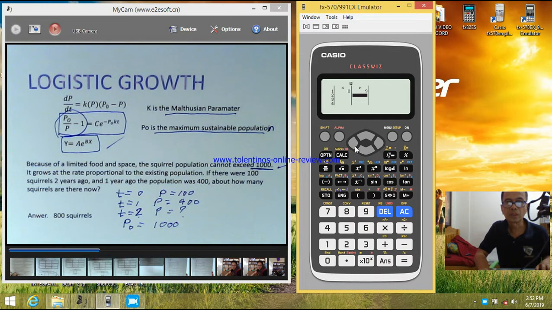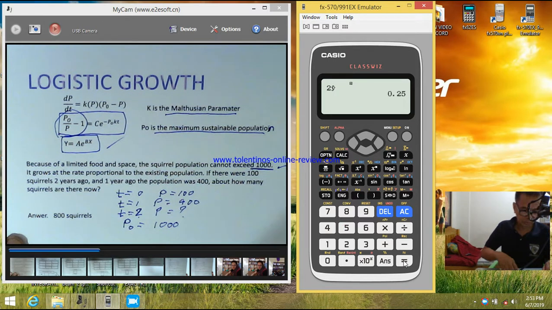And then after 1 year, you compute the same thing: 1,000 divided by 400 minus 1. Now you have a logistic model. Just enter clear, and then for 2 years, enter 2, shift 1, then options, and find regression number 4, then number 5.